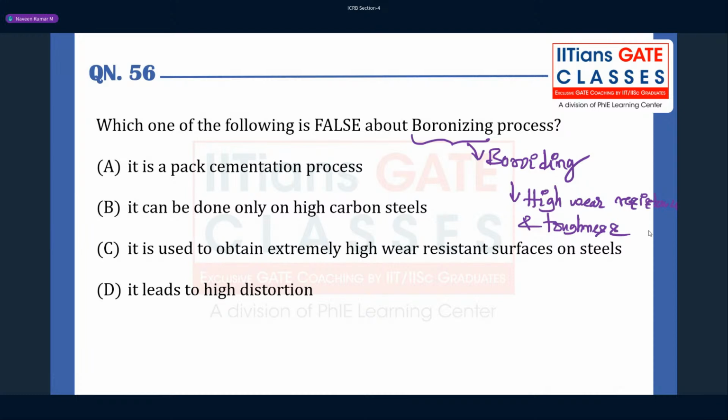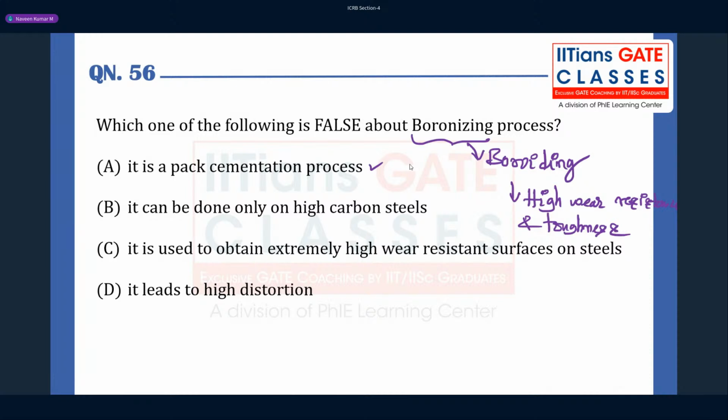So when boron is applied, they're asking which one of the following is false about boronizing. Is it used for pack cementation process? Yes, it's true for pack cementation, where the workpiece is packed in a boron environment, and then you can heat to higher temperatures and allow the boron diffusion to happen. So obviously pack cementation is right.